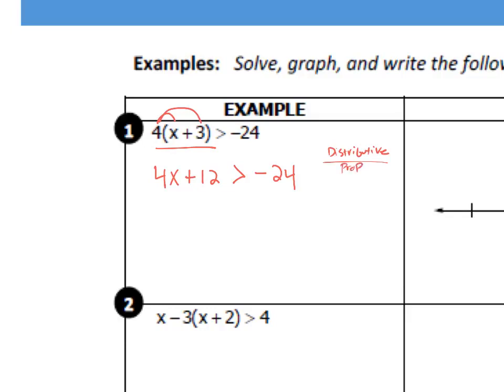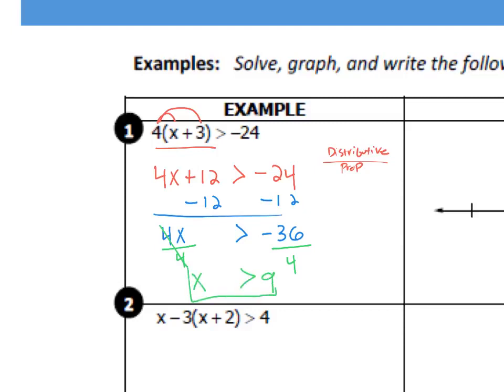And then my next step will be to use the subtraction property of equality to subtract 12 from both sides of the inequality. So I'm left with 4x. The inequality stays the same, and negative 24 minus 12 is negative 36. To get x all by itself, we will need to divide both sides by 4. Use the division property, divide both sides by 4. And x is greater than 9.